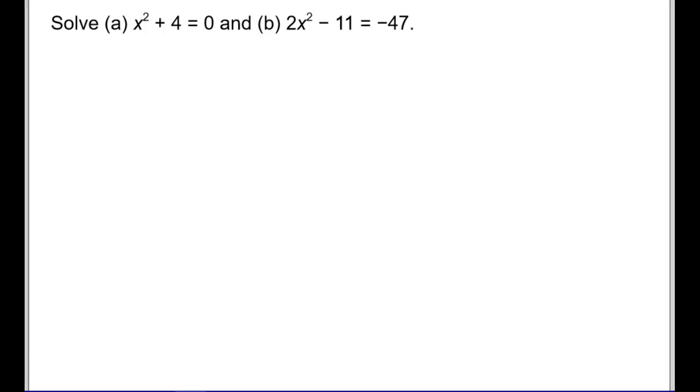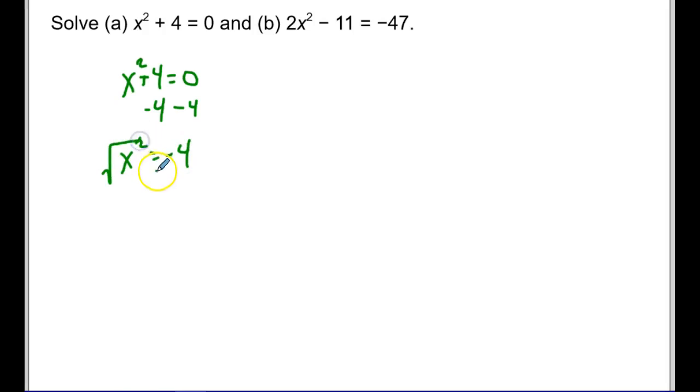Okay. So now here's this third learning target where we're solving some quadratics. And here I want to see in both of these, I do not have an x term, so I'm going to use the square root method. Okay, so I have x squared plus 4 equals 0. Well, I know I have to get my x squared by itself, so I subtract 4. So x squared equals negative 4.